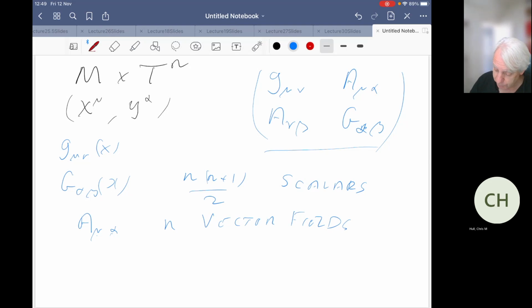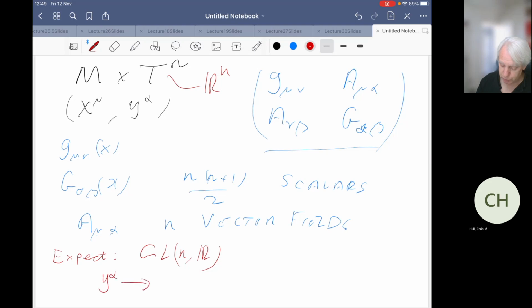But one of the things we might expect is a GL(n,R) symmetry. So if we're suppressing all dependence on the y's, then we could just as well have this as being R^n instead of T^n, if we're just going to focus on the y-independent modes. And if we had R^n, then there'd be a symmetry under which y alpha went to some matrix L alpha beta acting on y beta, an invertible matrix or an element of GL(n,R).